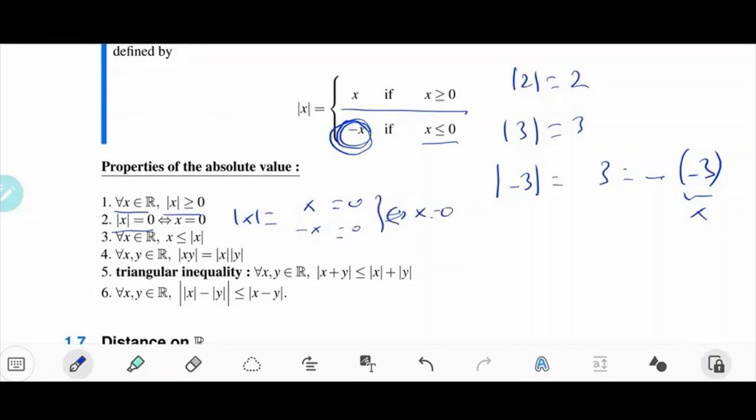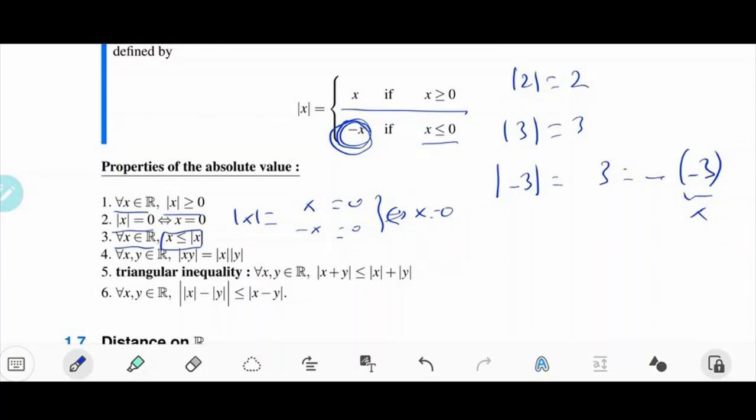Now, for any x you choose in R, the absolute value of x is equal to x if x is positive, or equal to minus x if x is negative. It means that it's a positive version of x. So of course you always have x less or equal to its absolute value.